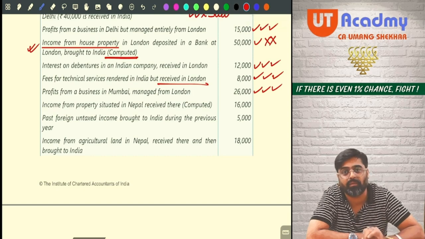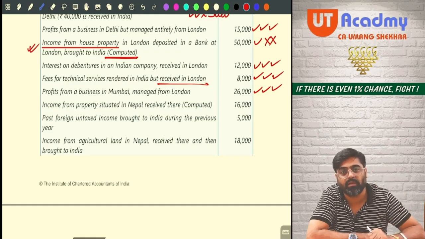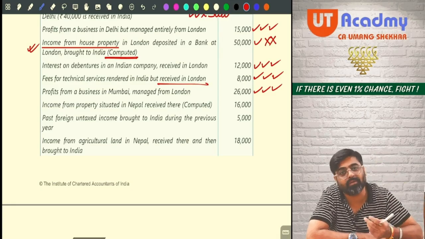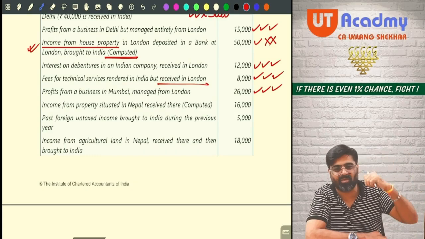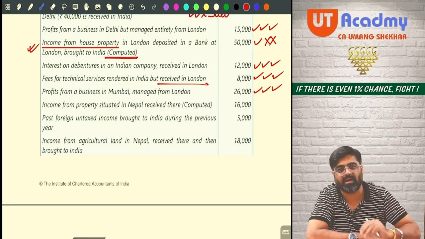And they are saying computed. Wait. Property is situated in Nepal. Earlier the property was situated in London. Rent was received in London. Now the rent is received in Nepal. Property outside India. Income accrued outside India. Income received also outside India. What type of income? Foreign income.